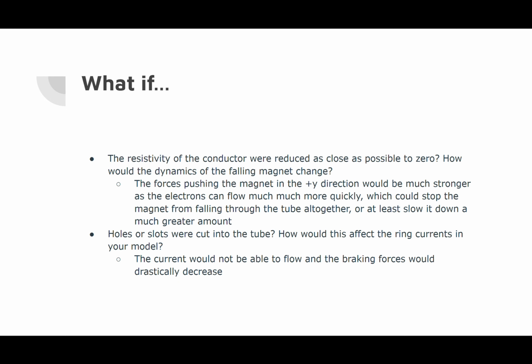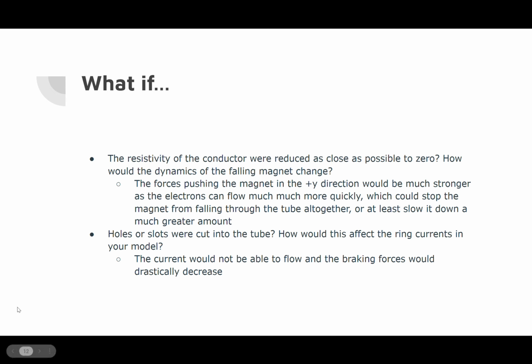For the what-if questions: if the resistivity of the conductor were reduced as close as possible to zero, or if it was theoretically zero, there would be nothing stopping the flow of electrons, and they could flow infinitely fast, which would cause even more force in the positive y direction, and it could stop the magnet from falling through the tube altogether, since the force could get stronger than gravity, or it could at least slow it down to a much greater extent than it did in our real life.